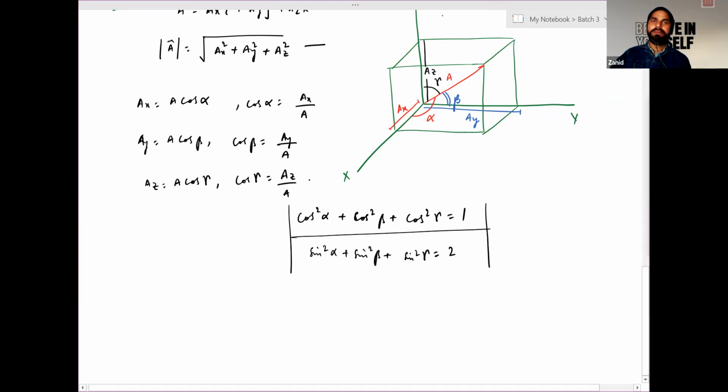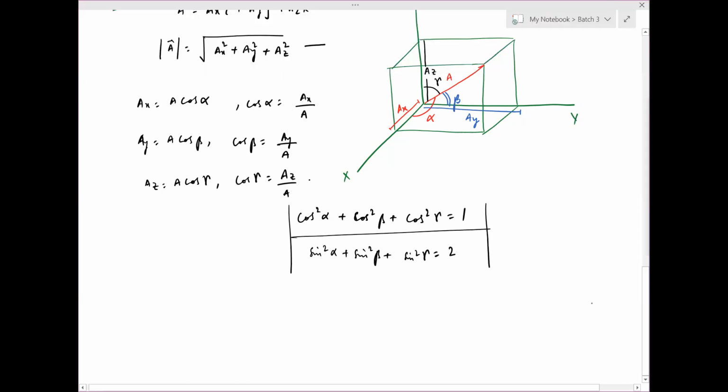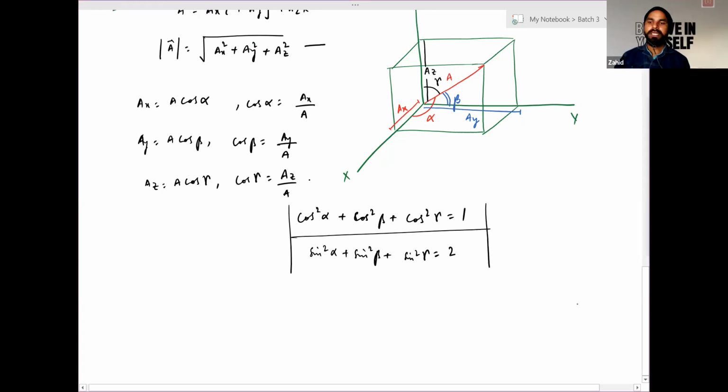Are we all done till this part? Riba, any doubt? No, sir. Rishan, is it clear till this part?